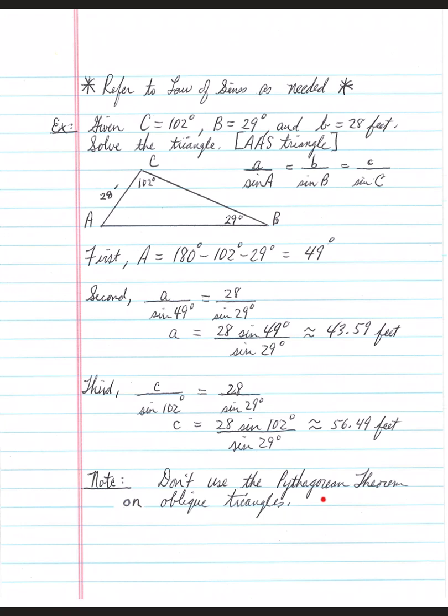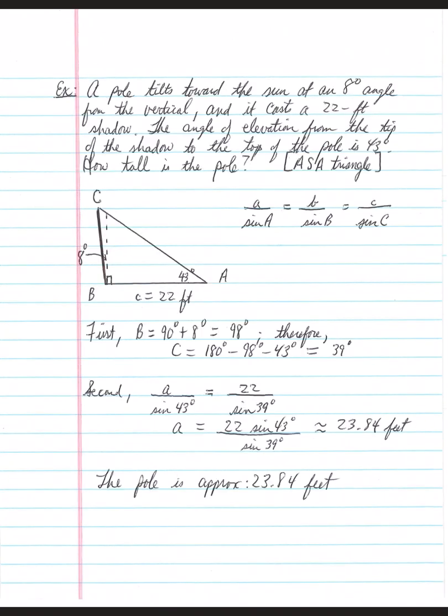I did put a note here at the bottom. It's very tempting if you know two sides to use Pythagorean theorem to find a third. That only works in right triangles.